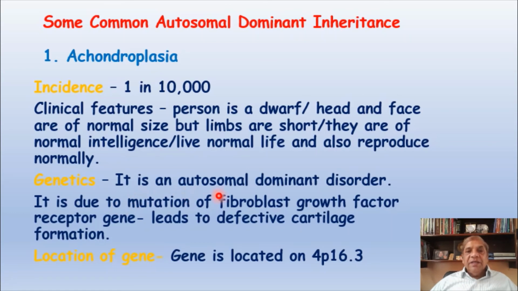What is the genetics? It is an autosomal dominant disorder. That means a single defective or mutant gene causes this disease. And where is this gene located? It is due to mutation of the fibroblast growth factor receptor gene. This is the gene in fibroblasts which responds to the growth factor. When this receptor becomes defective, even if growth factors are available, the person will not respond to them, and that leads to defective cartilage formation. So the person is of short height because most of the long bones of the limbs develop in cartilage.